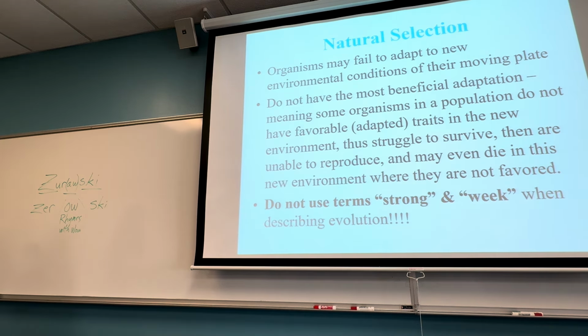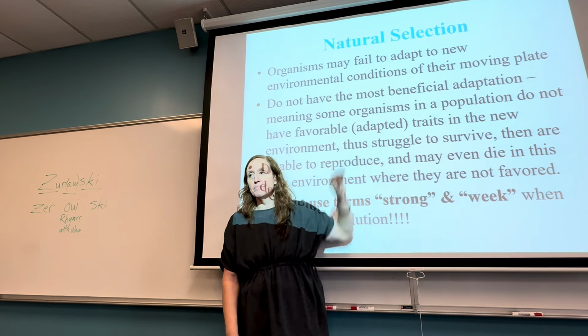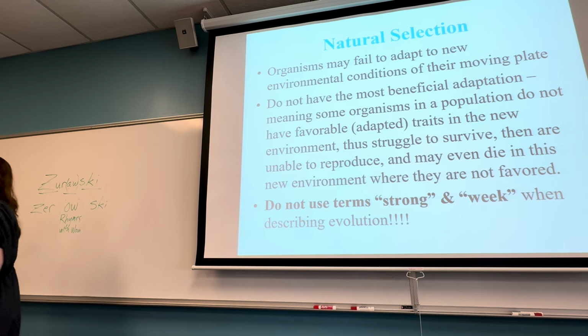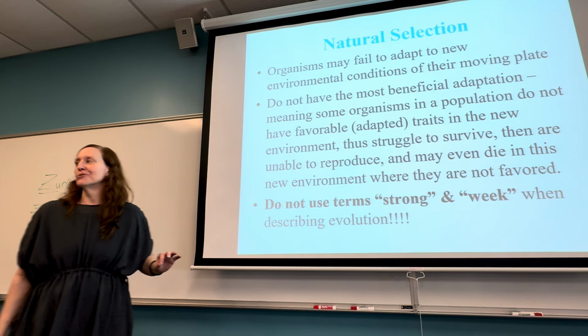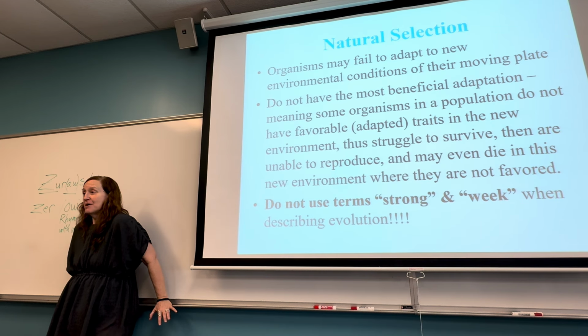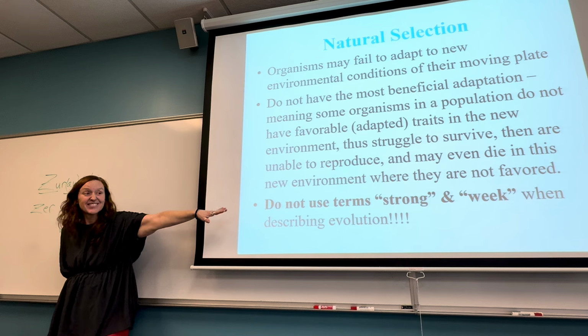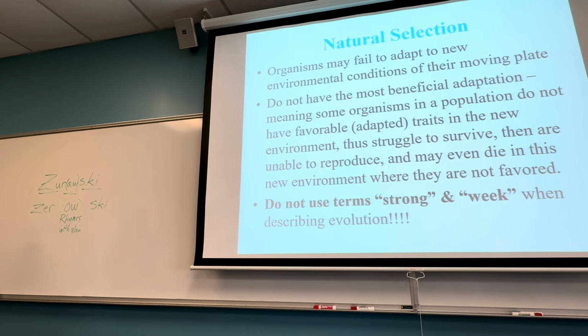So you always want to use the terms favorable, adapted, well-suited, advantageous, or the opposite of those terms. But again, do not use strong or weak. I've had students come back and say, I know you told me not to do that, and I wrote this in my essay and my professor gave me an F. And I'm like, right, because in evolution, these terms are despised. So do yourself a favor, remember, don't use strong and weak. Advantageous, favorable, non-advantageous, unfavorable, use those.